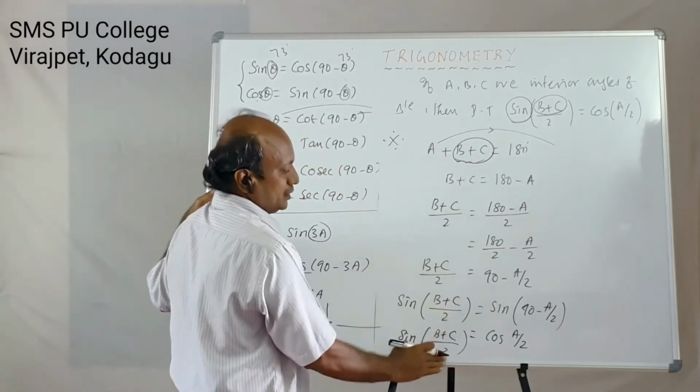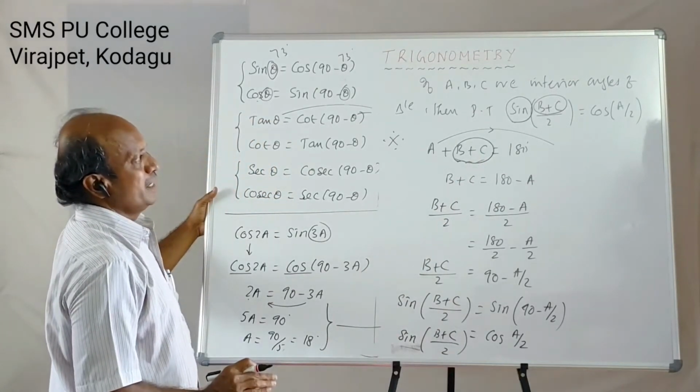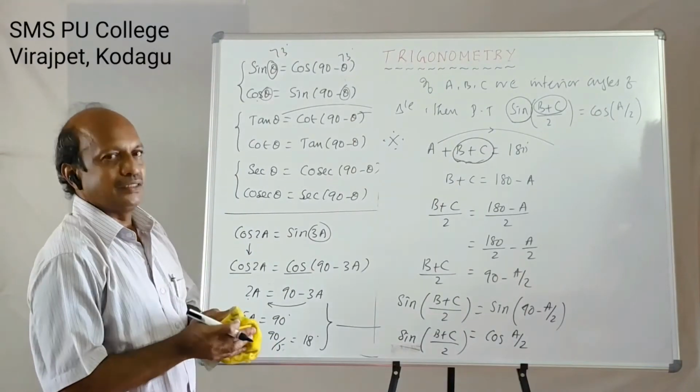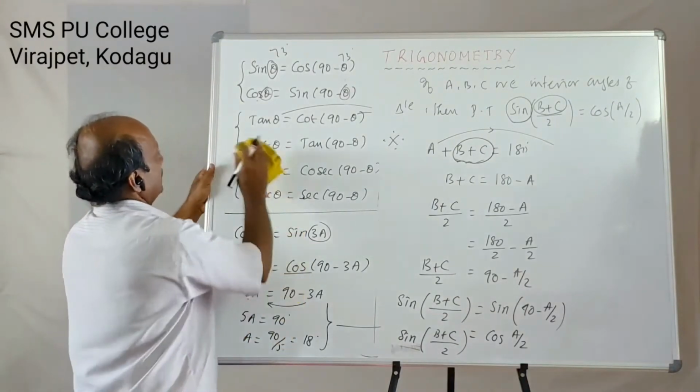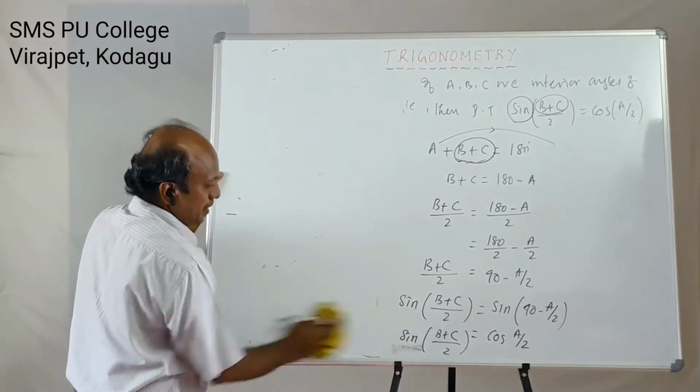Now we have to go on step by step. You will be able to come out. Final answer is sine of (B plus C) by 2 is equal to cos A by 2. Any doubt in this? Right. Shall we go further? Yes. Right. These are the important questions that will be asked using complementary angles.